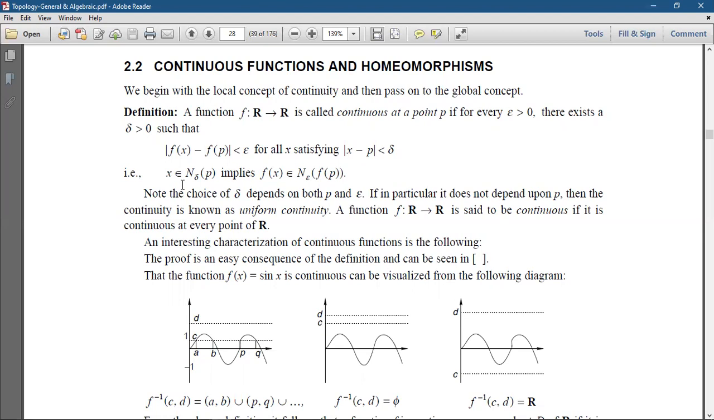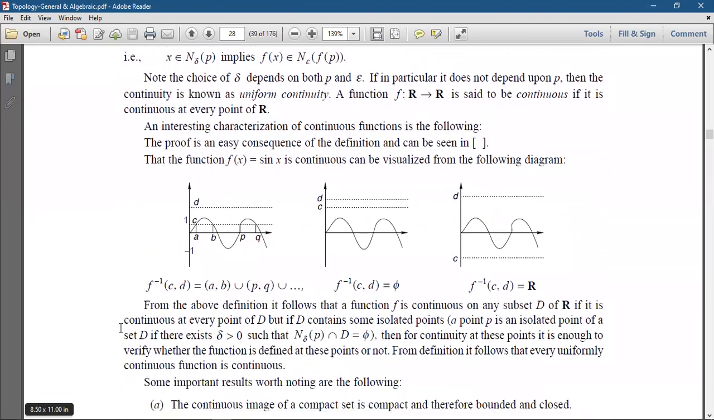At that point, we use the mod function, and the function is defined as a function f such that R to R. A function f from R to R is said to be continuous if it is continuous at every point of R, which can be shown with the help of the following graphs.